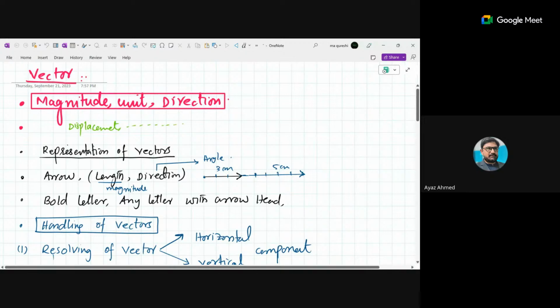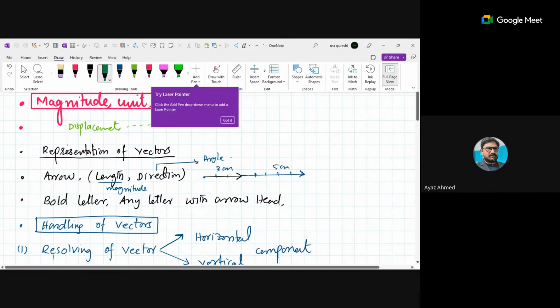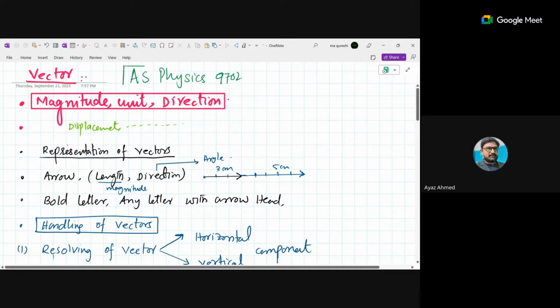Okay. Today we are going to discuss the topic. This topic is from AS Physics, 9702 is the code, and the topic is related to physical quantities and measurements. In that topic, we are going to discuss the nature of physical quantities like vectors. Vectors are basically those physical quantities which need magnitude, unit, and direction.